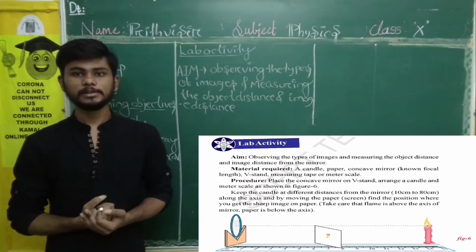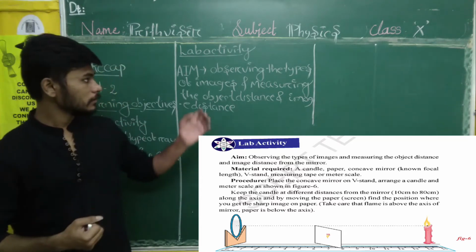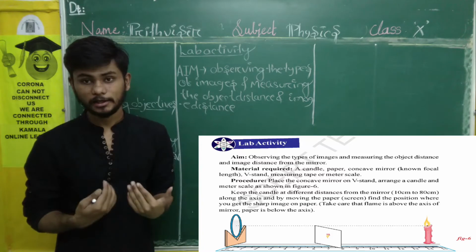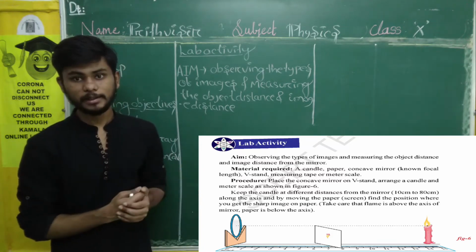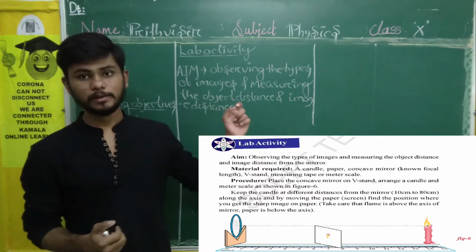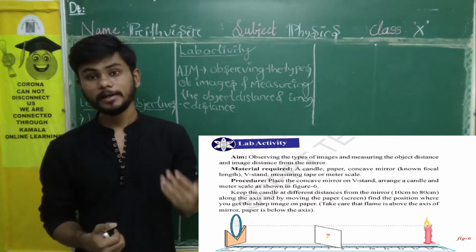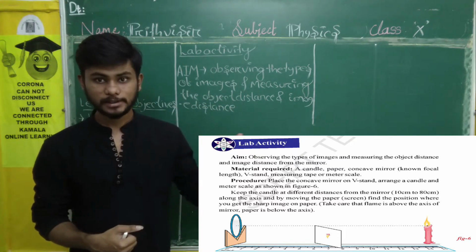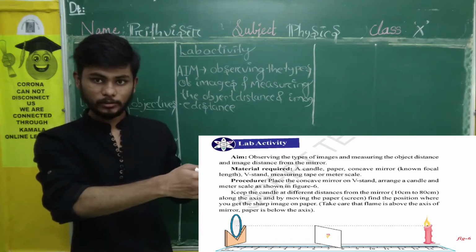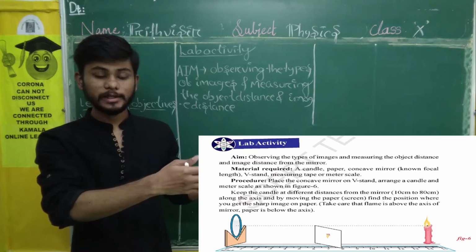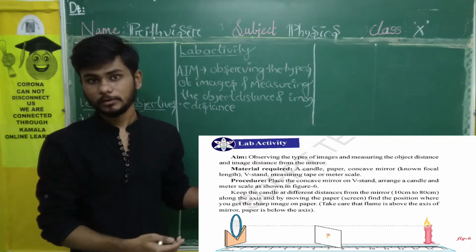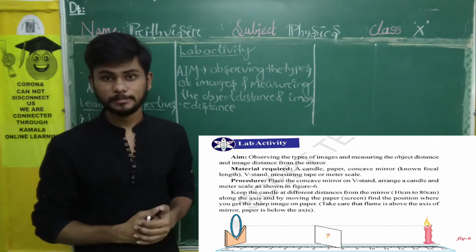As you all can see, students, what we will write? Observing the types of images means what kind of images are formed in this particular lab activity. Here the lab activity is for this one only. We will observe different kinds of images formed by a concave mirror. We will place a concave mirror and place the object at a certain distance, and we will examine what kind of image we will get at a certain distance. So this is our main objective.